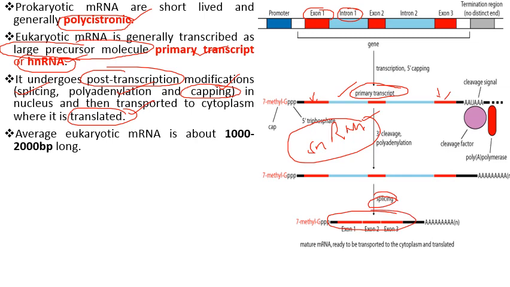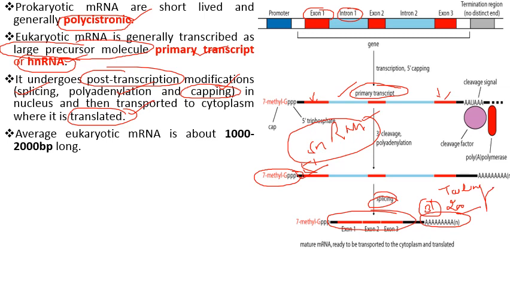Before this, there is addition of a 7-methyl guanosine group at the 5' end, which is called capping. And after splicing, there is polyadenylation. That is, many adenine groups, about 200 adenine groups, are added at the 3' end. This process is known as tailing.